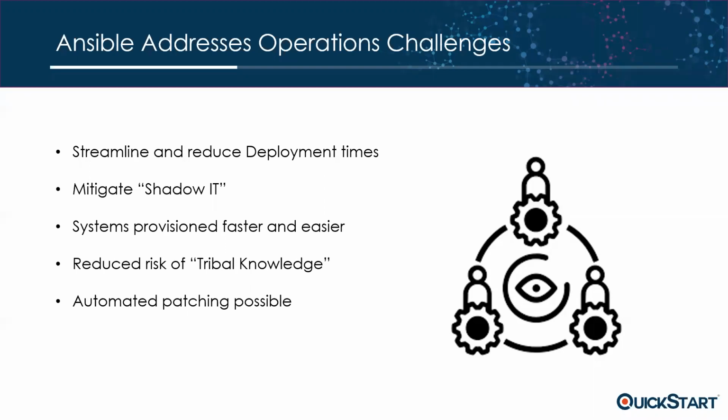And again, this refers to information technology systems and solutions that are built and used inside organizations without the organization's explicit approval or knowledge, okay? So Ansible makes the provisioning of systems quicker and easier through automation. And here again, with Ops, Ansible reduces the risk of tribal knowledge. It's the same as the previous slide, right?